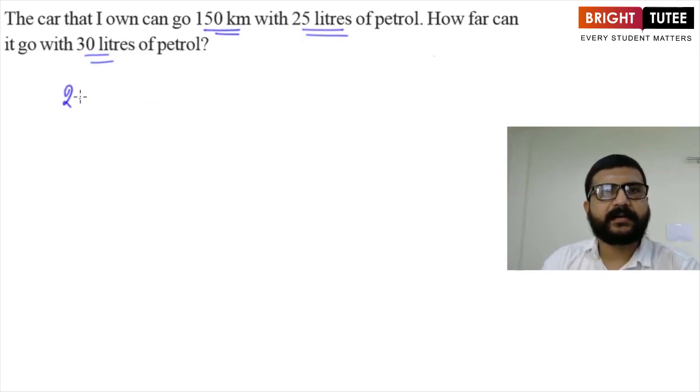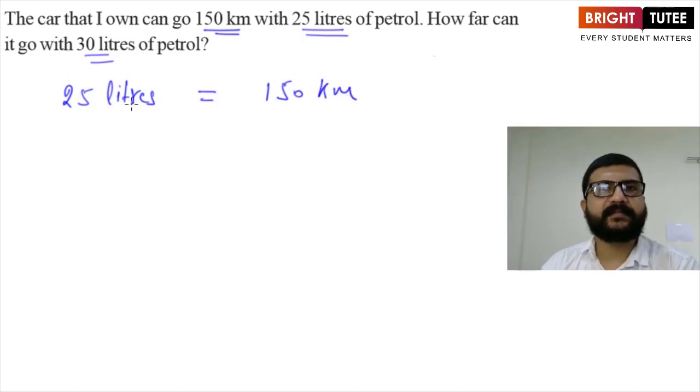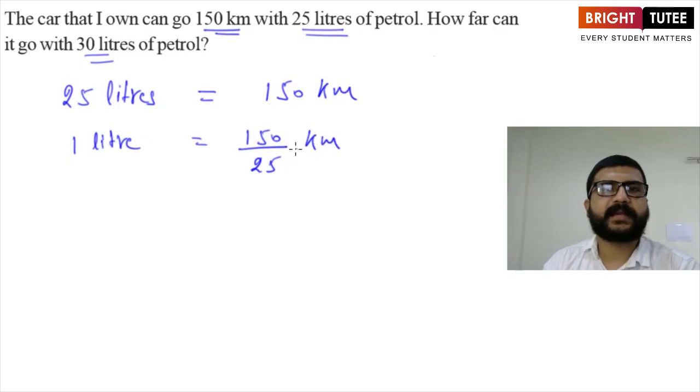So what we are having, 25 liters is equal to 150 kilometers. That is, in 25 liters it can go 150 kilometers. Then it means in 1 liter it can go 150 divided by 25 kilometers, and that will be 6 kilometers. So it means in 1 liter it can go 6 kilometers.